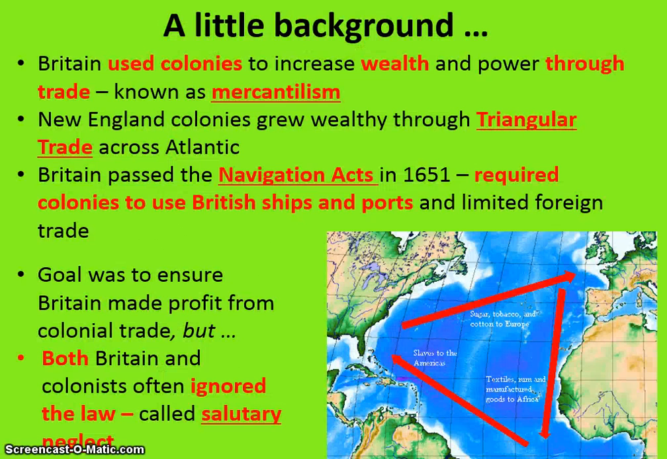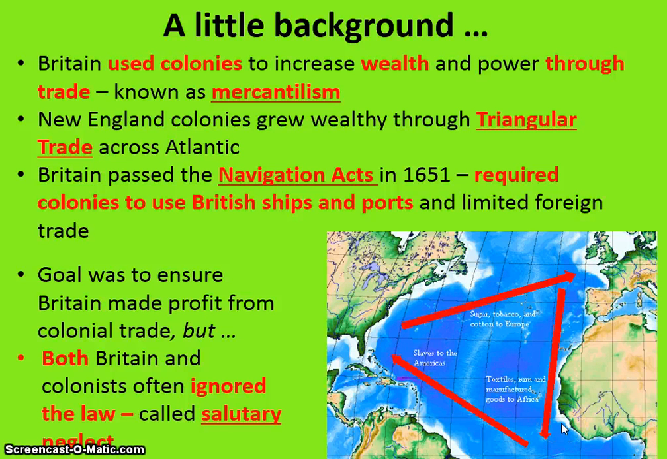So let's do a little background and actually a little bit of review here. We've mentioned the idea of mercantilism, in which the British used colonies to increase their wealth and power through trade. The British took raw materials such as tobacco, food products, sugar, and other things, and they transported those to Europe. And here, many of them were turned into manufactured goods, which could be sold all over the world, but some of them were shipped to Africa, where they in turn were traded for slaves who were shipped back to the Americas. So this formed the triangular trade, which we did talk about before.